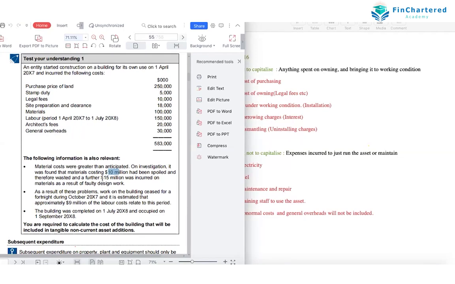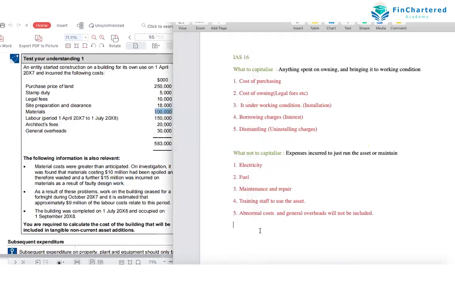So is this a normal cost? This is not a normal cost. Right? This 15,000 is not normal, and this 10,000 also. Were you sitting and expecting, oh, material will get spoiled? No. So out of 100,000, how much is abnormal?